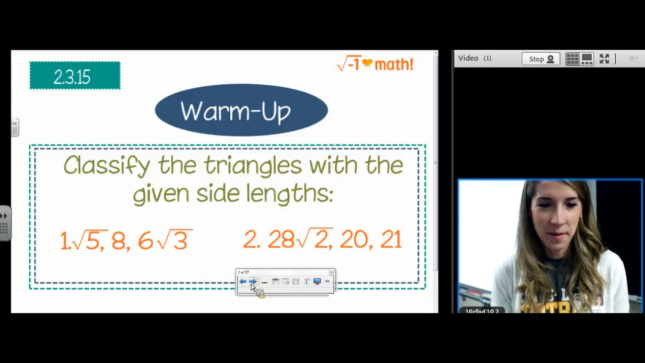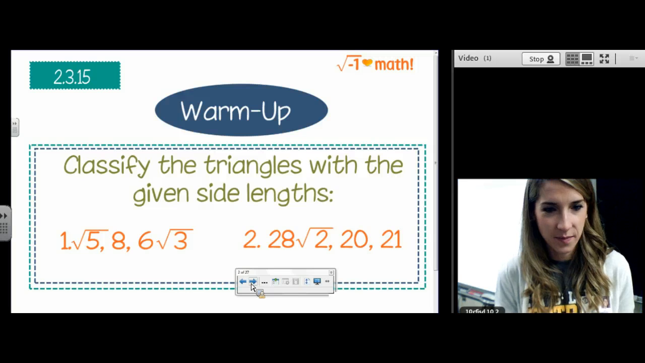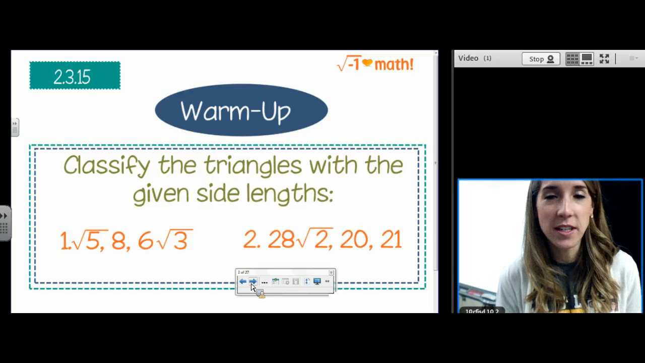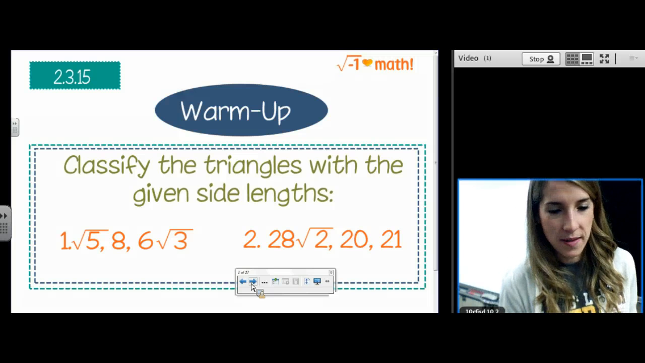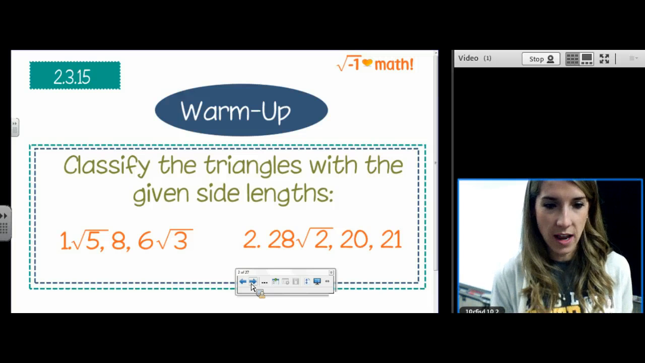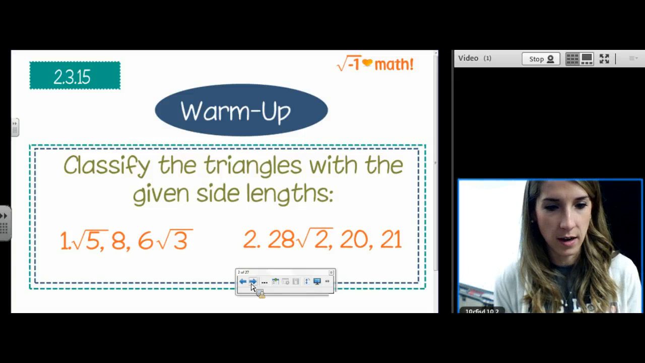Okay, let's start with this warm-up today. Classify the triangles with the given side lengths. Remember, to classify a triangle, we're going to use the Pythagorean theorem converse. So we're going to write the Pythagorean theorem backwards: c squared, and then is equal to, greater than, or less than a squared plus b squared.